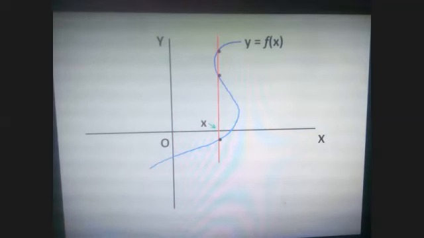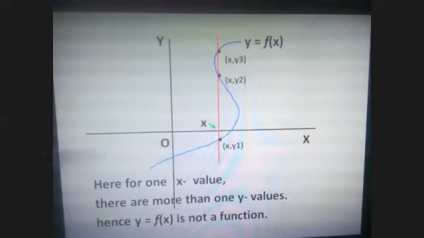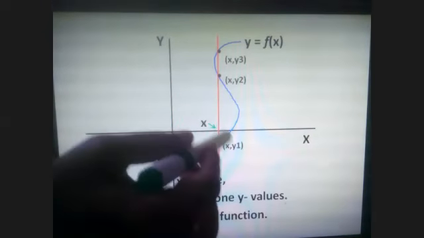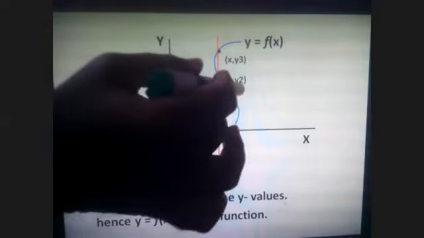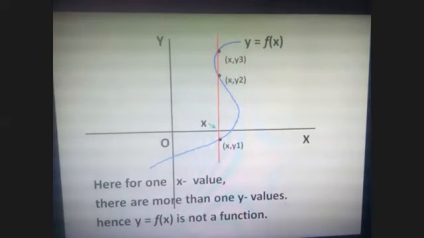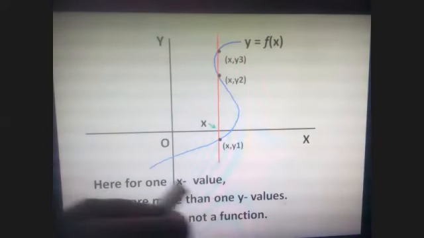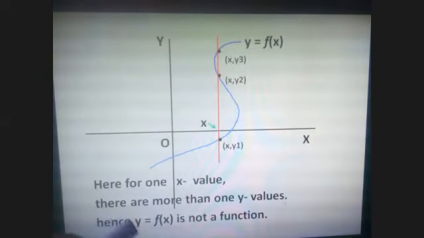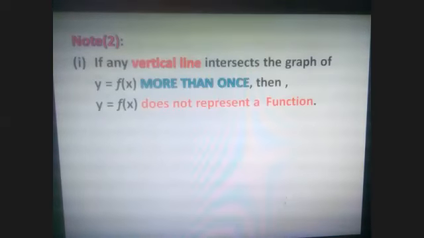What happens there? For one value of x, this is (x, y1). For the same value of x, another y2, again a y3. That means for one x value, there are more than one y values. That is not possible. One x cannot have more than one image for a function. So it cannot be a function. Right?